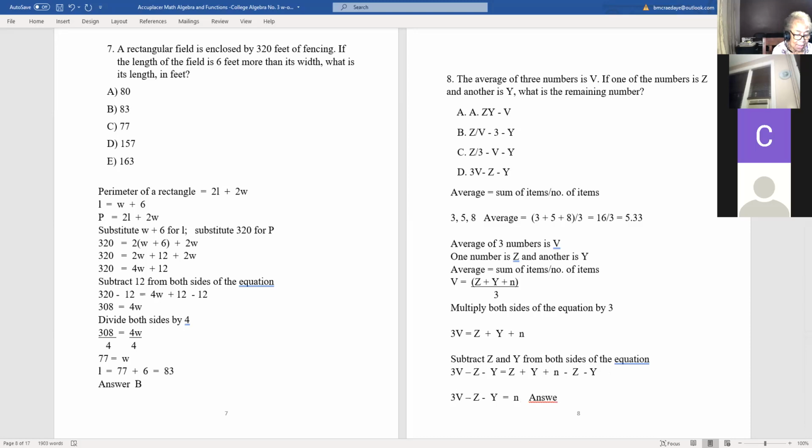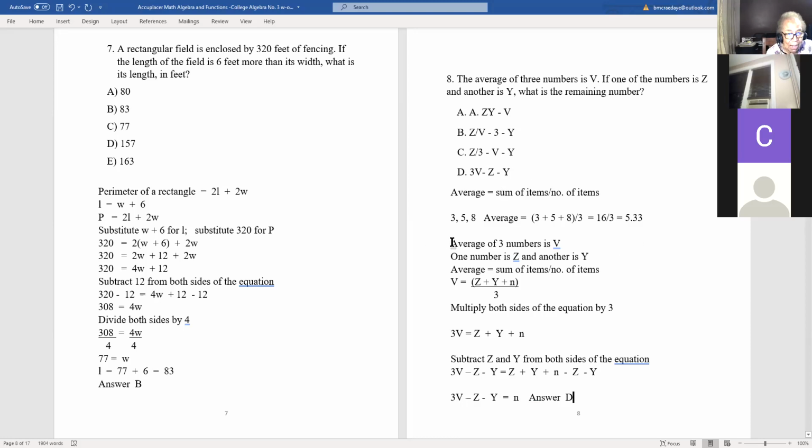What is the answer? Which one? C. No. 3V minus Z minus Y. The answer is D, D as in donkey. Yeah, it's D, because D is 3V minus Z minus Y. God help us with this math.